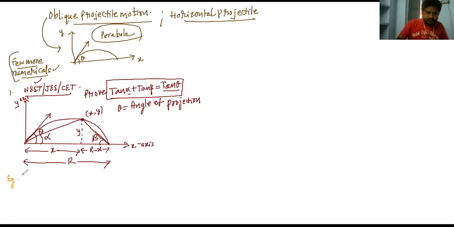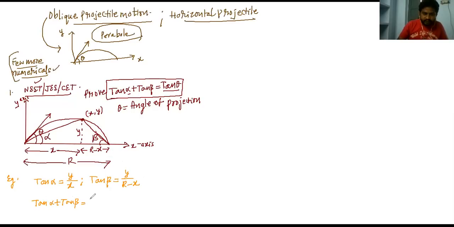Look at the solution, my dear students. Here, what is tan alpha? Let me write tan alpha. Can I write it as y by x? In the same way, what is tan beta? Tan of an angle is opposite side by adjacent side. Tan beta is y by R minus x.